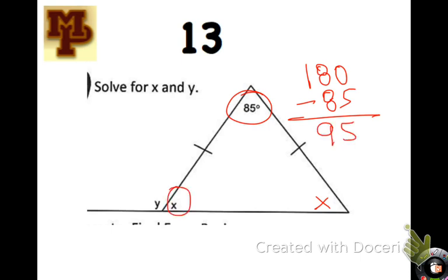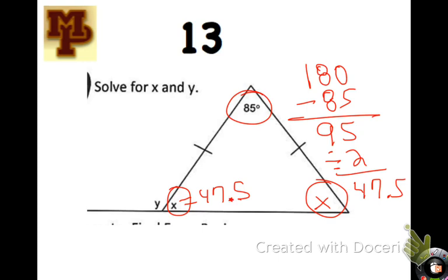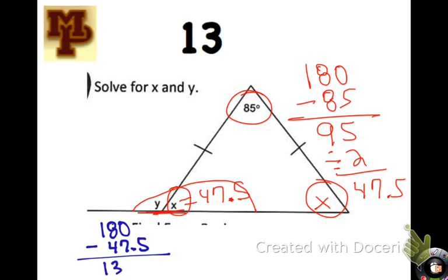And then we know that it has to share the degree measure that's left over between two angles, so we can divide by 2. We divide that by 2, and we get 47.5. So that means x right here is 47.5. And then see how these two angles here form a straight line? That means they have to be supplementary. They have to add up to 180. So all we need to do to solve for y is 180 minus 47.5, which should be 132.5, and that's what y equals. That's how I think is the easiest way to do it.